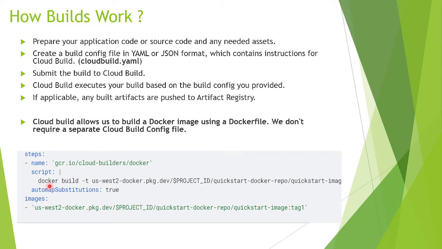So we are just asking to create this image with docker build -t, and this is our repository name. This is our project ID. This is our folder name. On this we are tagging it, and after that we are giving an option, auto map substitutions. It is true. Substitutions means it will automatically take the project ID from our Cloud Shell. We don't have to provide it here. You can see the project ID. There are many auto map substitutions; we have to check them out on the documentation page.